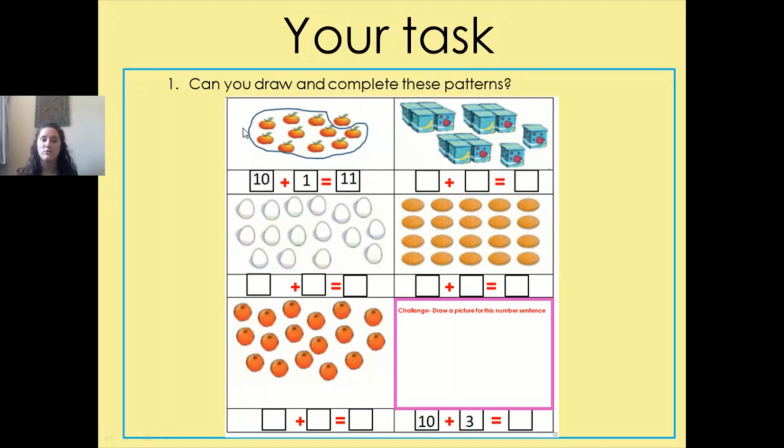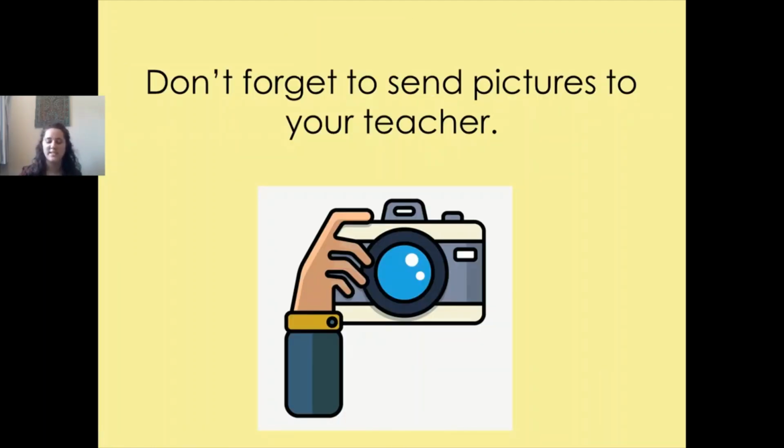Here I've put a ring around a group of 10 apples, so that's one group of 10, and then I've counted on from 10. 10, 11. There was one and one group of 10, which I've written in my number sentence. 10 plus 1 equals 11. See if you could do that for these. Your challenge here is to see if you can make your own picture for this number sentence. Don't forget to send pictures to your teacher.